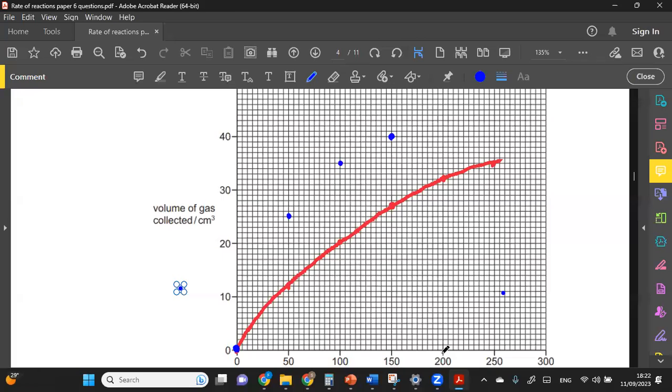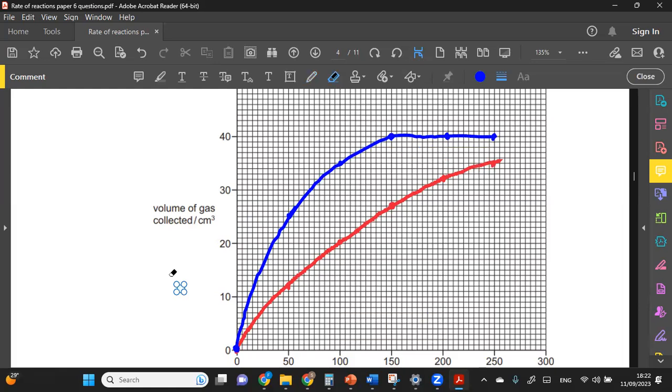At 200 I also have 40. So at 200 again I will make a mark at 40, and at 250 my reading is also 40. So I will go ahead and make a mark at 40. And then I will make my line of best fit, which is going to look like this. Right? This is how my two graphs are going to look.